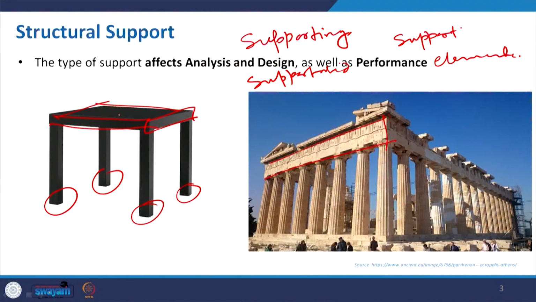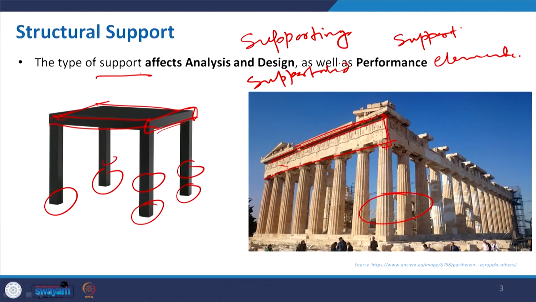If we consider this table top, it is being supported by these 4 supporting members. All these columns are supporting members, and whatever we put up on it, the slab in this case, transfers its load to them. This particular support will definitely affect all the design, so we should know the kind of support we have to give to make our structure stable.